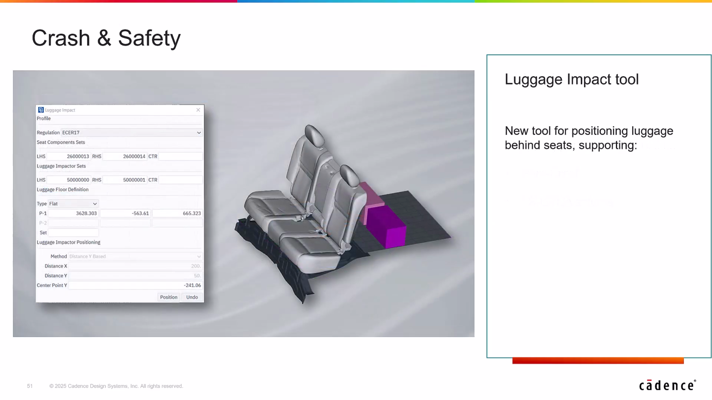The Luggage Impact tool is now introduced to support the ECE R17 regulation and other custom luggage positioning cases. This regulation checks whether vehicle seats can withstand luggage impact during a crash, helping prevent intrusion into the passenger area.